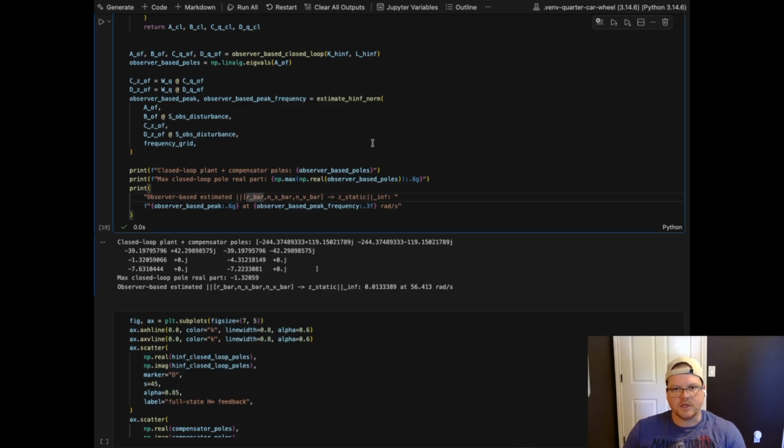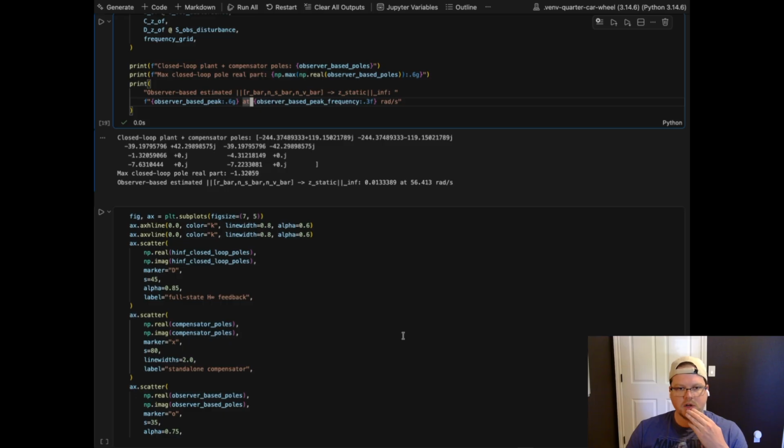I don't think it should be in bar. Although, yeah, this shouldn't be in bar, but that's the transfer function here from the disturbance to the output performance channel. And then this would be, so it's 0.0133 something, right? That's our gain. And then that's at peak frequency of 56.43 radians per second.